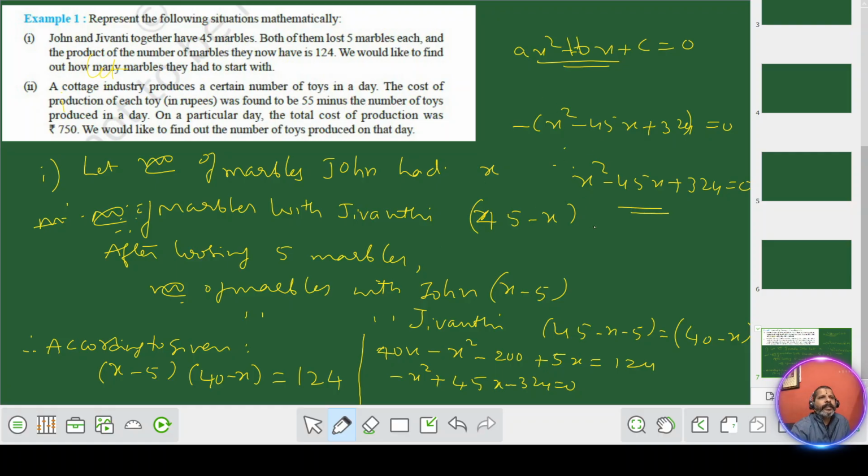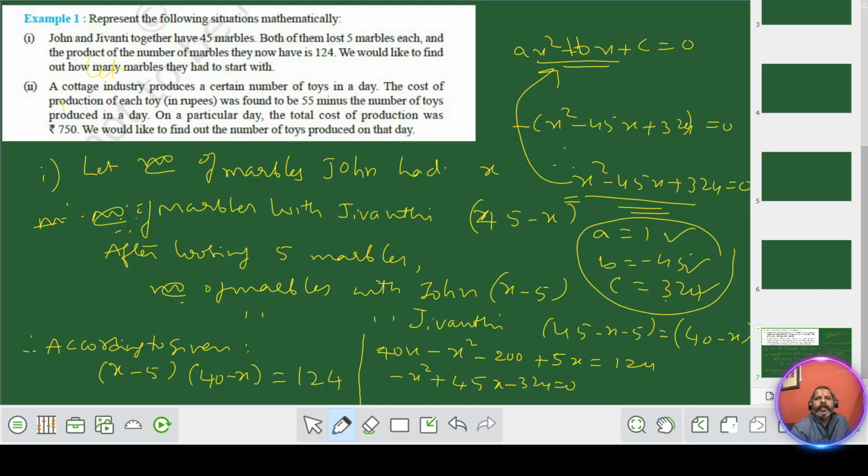So observe here, what is the a value? 1, because the coefficient of x square is 1 when nothing is written there. Then b is minus 45. You have to take it always along with the sign. c is 324. Comparing any quadratic equation with the standard one, you can always make out the a, b, c values. So this is the application of the quadratic equation. Once we solve the quadratic equation, we get how many marbles they had to start with. They are just asking us to represent it mathematically. This is the application. Okay.